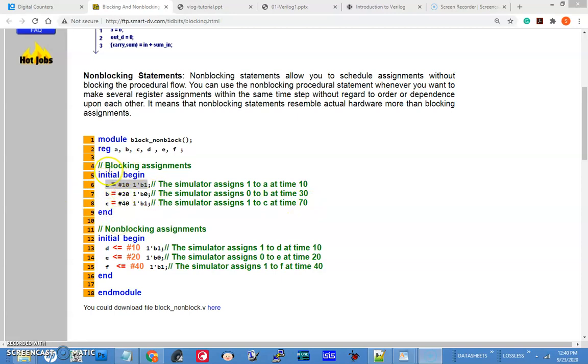The same assignments, if we change to non-blocking, that is, this is not less than or equal to, this is non-blocking. Here, they all start from the beginning. At the end of the 10th clock cycle, this will happen. At the end of the 20th clock cycle, this will happen, and at 40 it will happen. They all tend to happen independently. That is known as non-blocking. No statement is blocking others' execution. This has to be clearly understood because it will be used in sequential logic circuits.